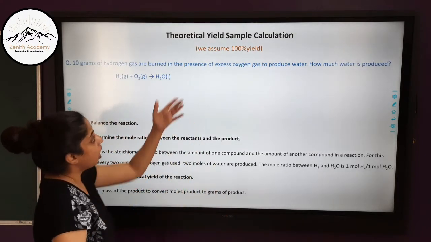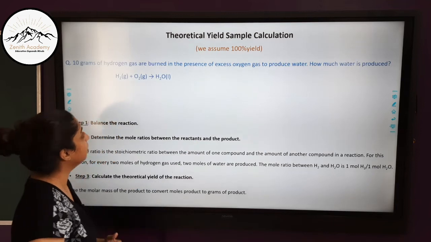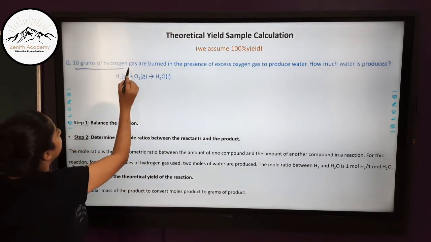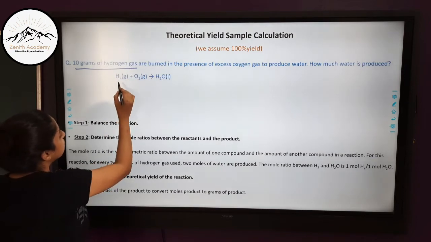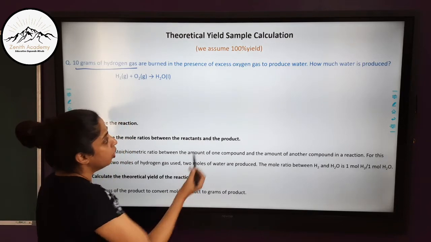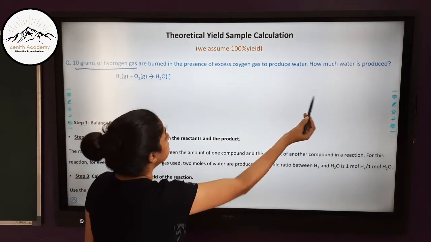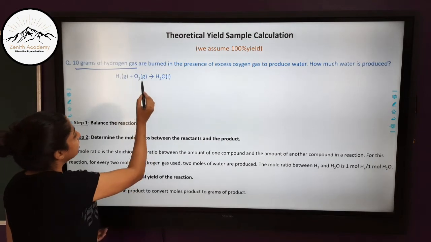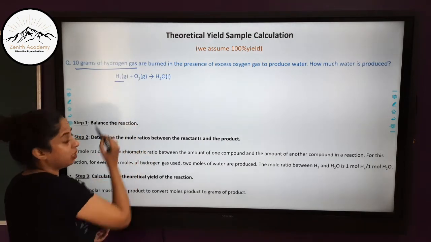Now let's see how to calculate theoretical yield. Now suppose the question is: 10 grams of hydrogen gas is burned in the presence of excess oxygen gas to produce water. How much water is produced? So you know that oxygen is in excess, so hydrogen is the limiting reagent.